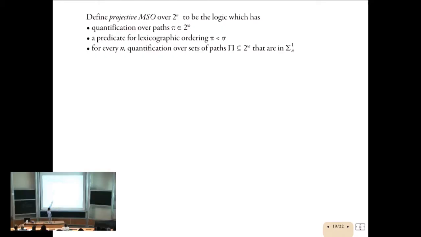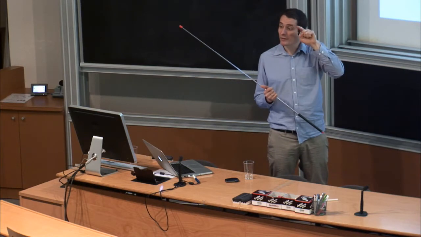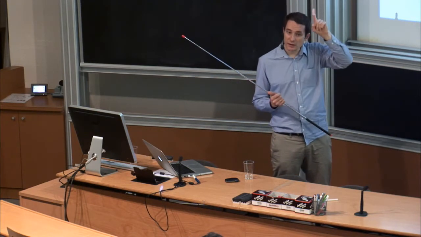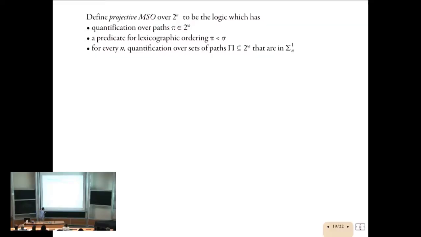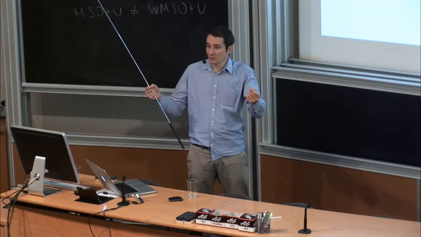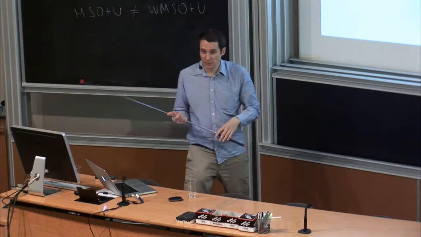Now, it is evaluated over 2 to the omega. So the domain is all infinite paths. It's a little bit like the real numbers. It's a counter space, okay? In the Rabin tree, the domain is finite paths, but here the domain is infinite paths. I call this logic projective MSO, and what does it do? You can quantify over individual paths. That's the first order quantification. You have a predicate which says that this path is lexicographically before that path. That's the basic predicate you have.